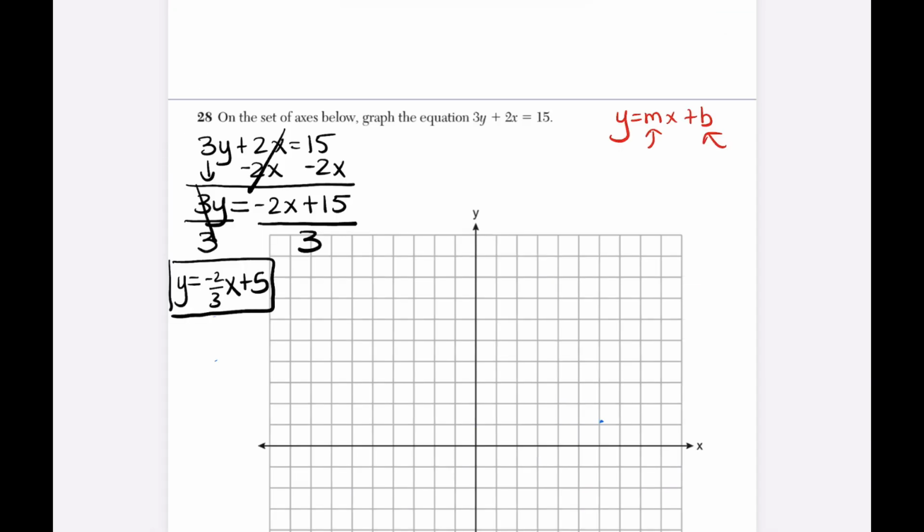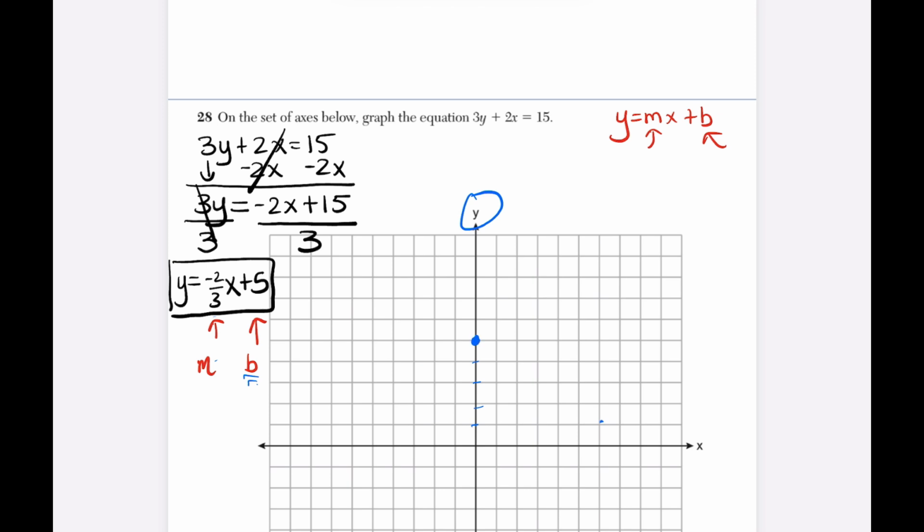Now that the equation is in y equals mx plus b, it's easier to recognize there is my m, or my slope, and there is my b, or my y-intercept. So now I can use these two facts to go ahead and graph. So I'm going to graph my y-intercept first, my b, at 5 on the y-axis. So I'm going to go to 5, 1, 2, 3, 4, 5, and I'm going to put a point on 0, 5. There's my y-intercept.